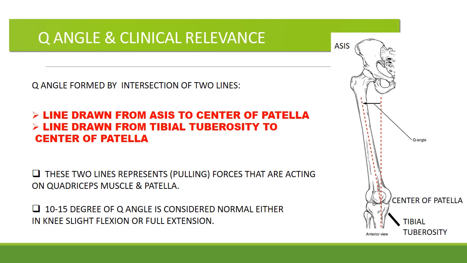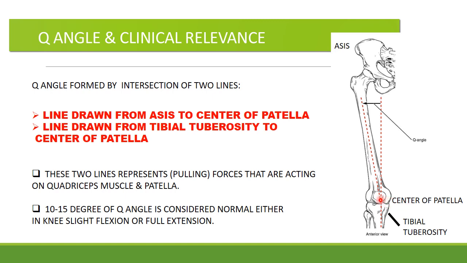Let's see how we can draw the Q angle. The Q angle is formed by the intersection of two imaginary lines. The first imaginary line is drawn from the ASIS to the center of the patella. Here you can see the highest point of the iliac crest is the anterior superior iliac spine. So our imaginary line is taken from the ASIS and drawn downwards towards the center of the patella. You can see this is the center of the patella. It is mentioned here as well.